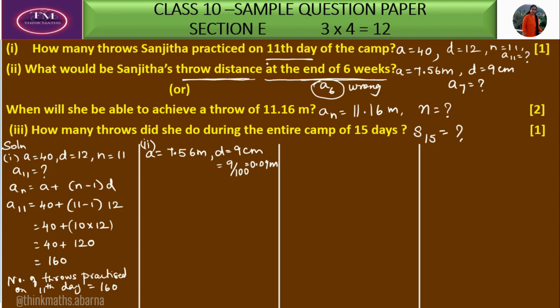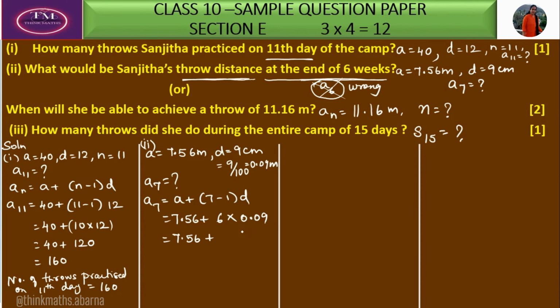What we have to find at the end of 6 weeks. So 6 weeks have completed and the 7th week has started. So we have to find out A7, not A6. Okay. So we have to find out A7. The same formula, An equal to A plus n minus 1 into D. So A7 equal to A plus 7 minus 1 into D. So what is A? It is 7.56 plus 7 minus 1 is 6 into D. What is D? It is 0.09.